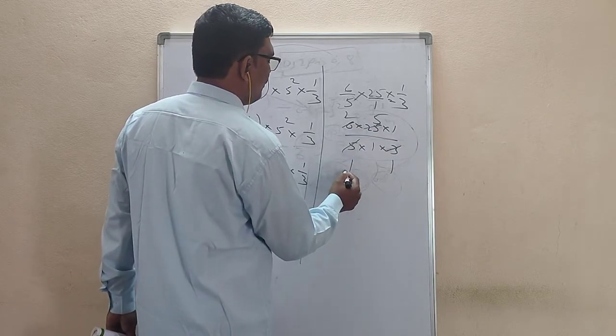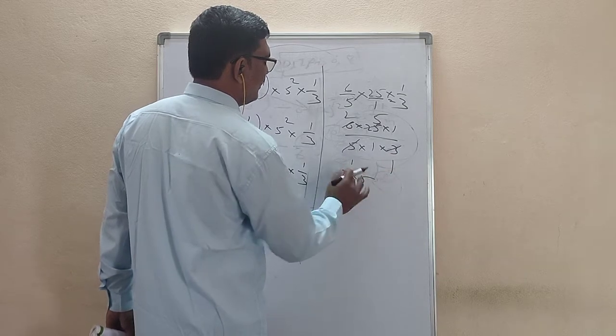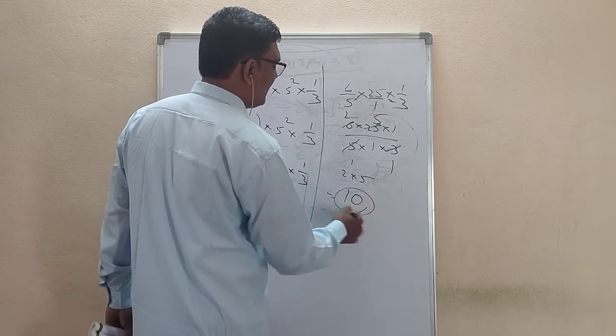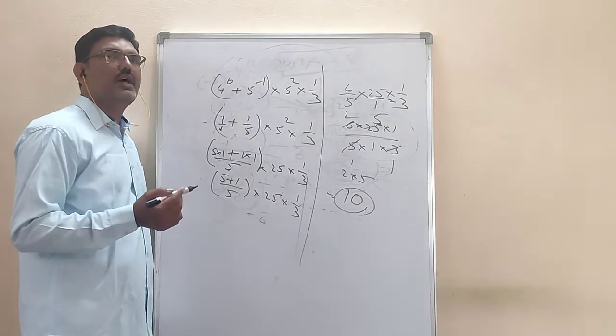So in the numerator you have 2 into 5. Denominator all ones only. 2 5s is 10. So what is the answer you got here? 10, you got it. So this is the process which you have to do.